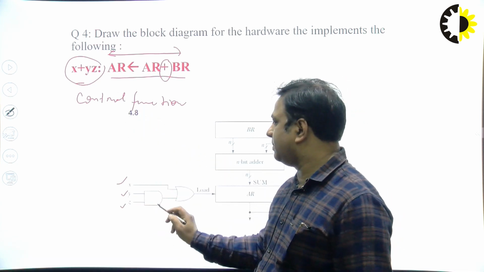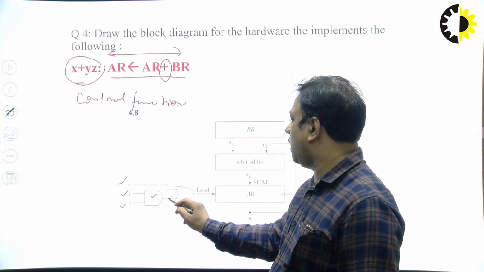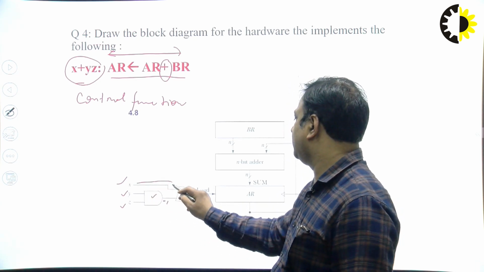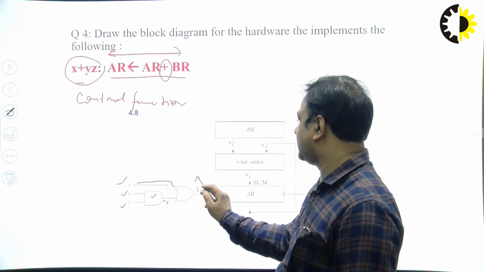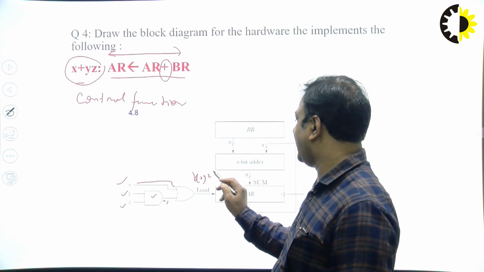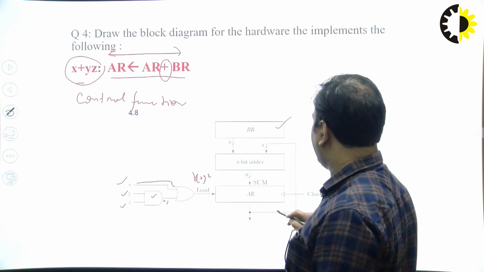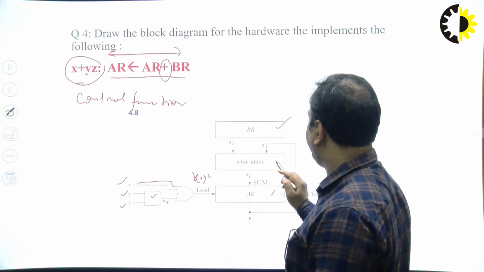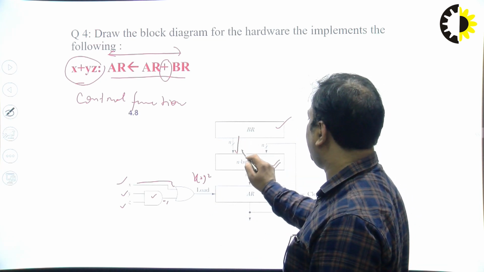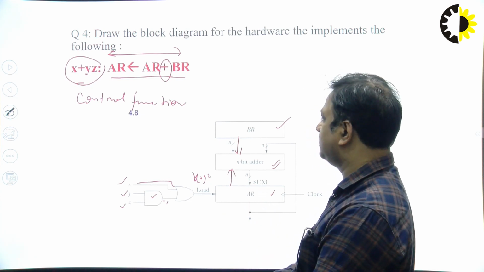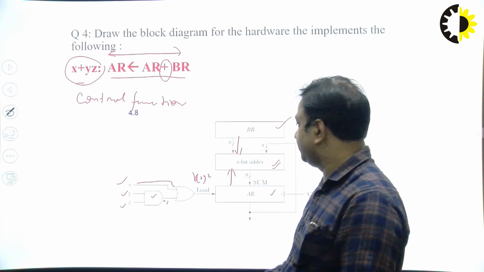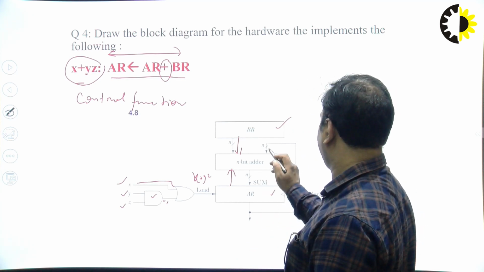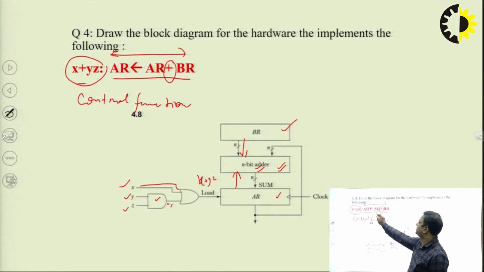Design the control function x + yz simply: these are my variables x, y and z. Y and z are connected with an AND gate, and the output of yz is connected with the OR gate, which becomes x + yz. There are two registers, BR and AR, and these two registers are to be added, so we need an n-bit binary adder. The inputs from BR and AR are transferred into the n-bit adder, and the output of this adder is to be stored in register AR.